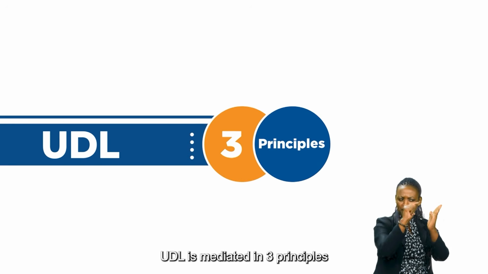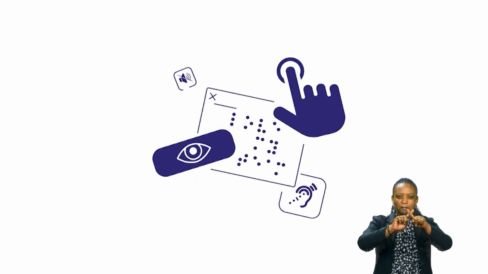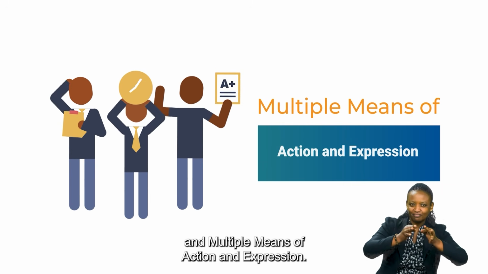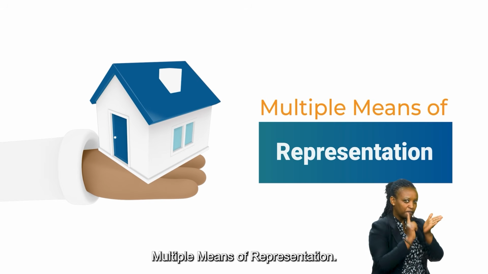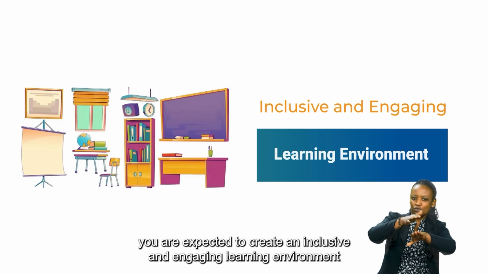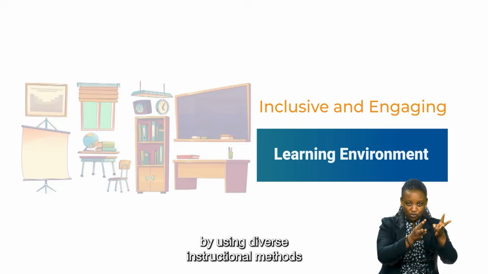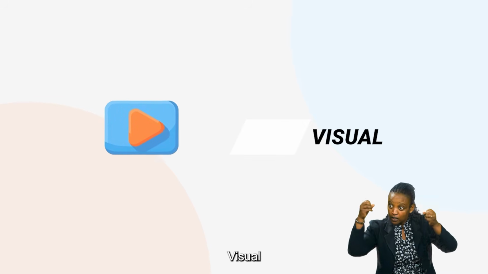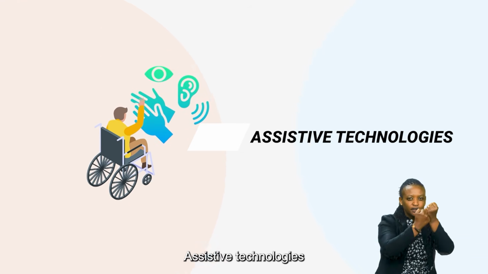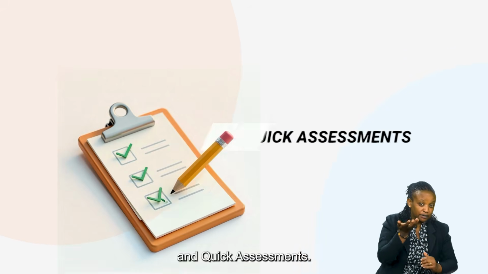UDL is mediated in 3 principles, namely multiple means of representation, multiple means of engagement, and multiple means of action and expression. Multiple means of representation. To apply this principle, you are expected to create an inclusive and engaging learning environment by using diverse instructional methods, including visual, auditory, text-based materials, assistive technologies, hands-on activities, peer discussions, flexible access, and quick assessments.